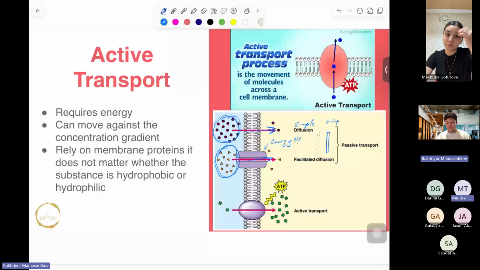It requires energy. It's not about more energy, it is just energy. They require the energy to cross. Passive diffusion doesn't require any energy. Facilitated diffusion also doesn't require energy. But active transport always requires energy.